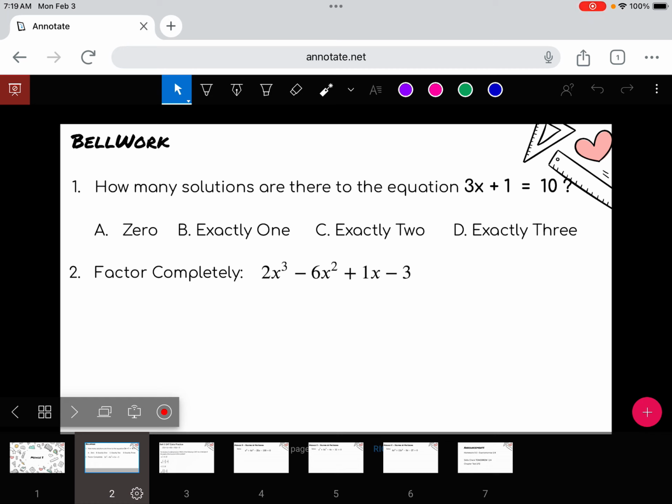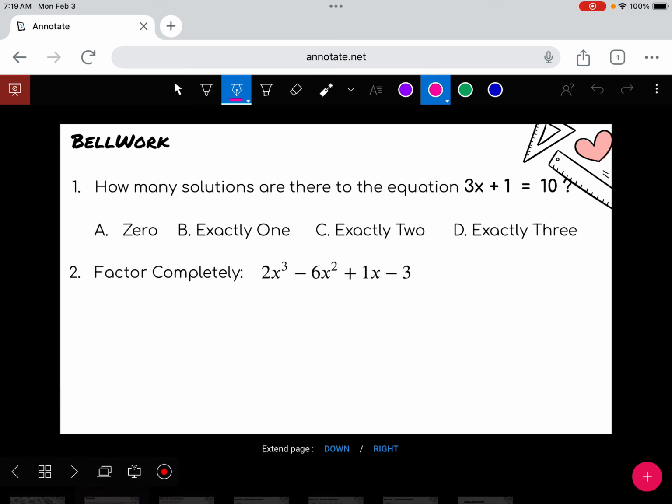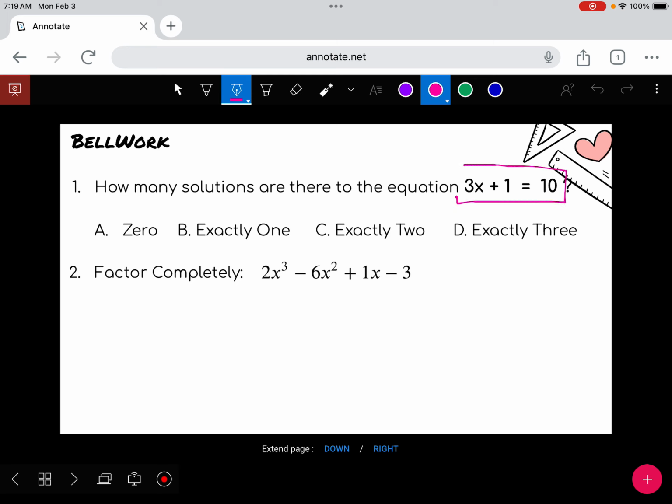Let's take a look at this bell work. We got 2 questions up here. A short one and a slightly longer one. Where we're asked, how many solutions does this equation have? What do we think? How many solutions does this equation have?